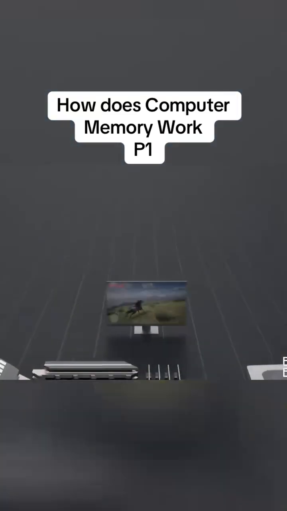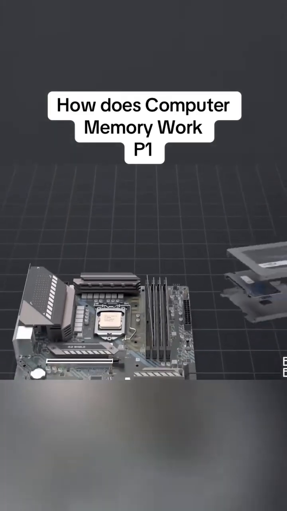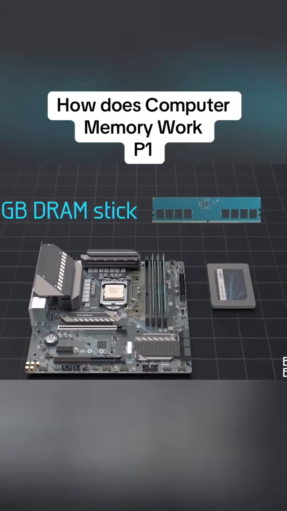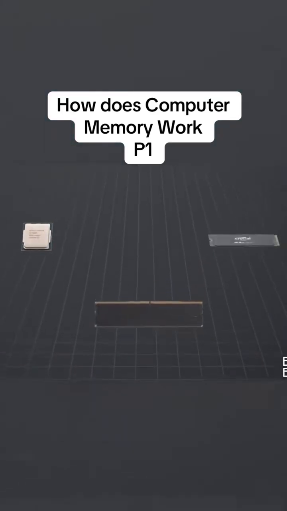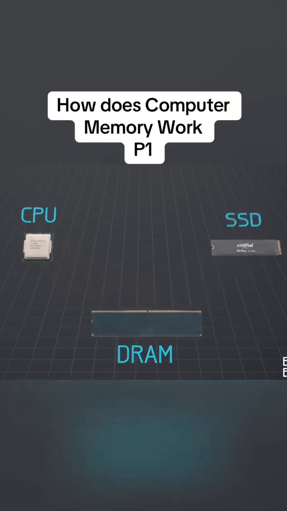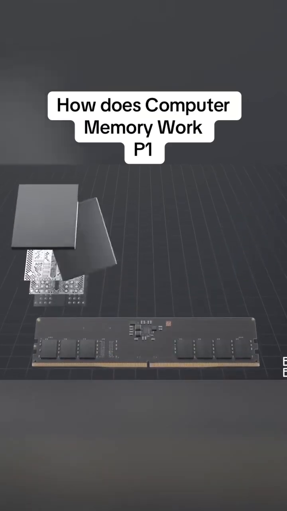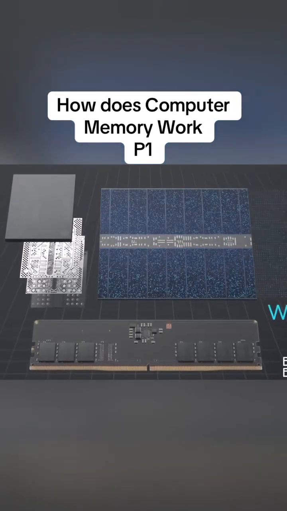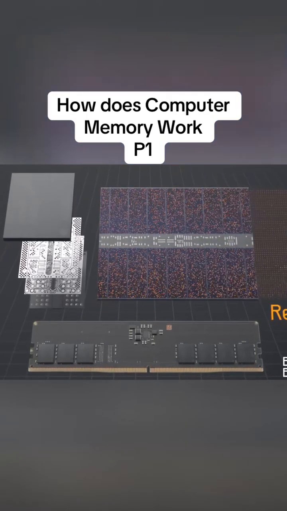We covered solid-state drives in other videos, so in this video we're going to take a deep dive into this 16 gigabyte stick of DRAM. First, we'll see exactly how the CPU communicates and moves data from an SSD to DRAM. Then we'll open up a DRAM microchip and see how billions of memory cells are organized into banks, and how data is written to and read from groups of memory cells.